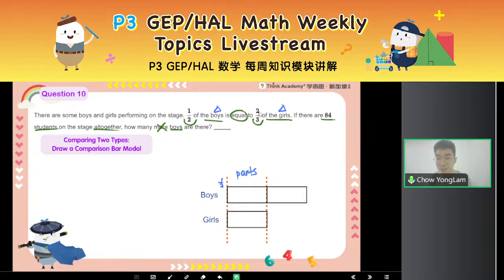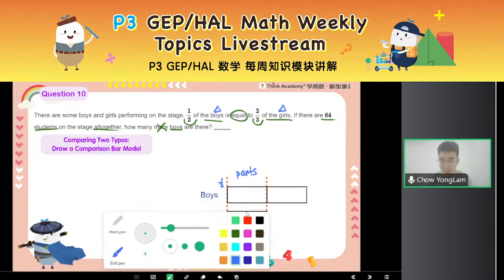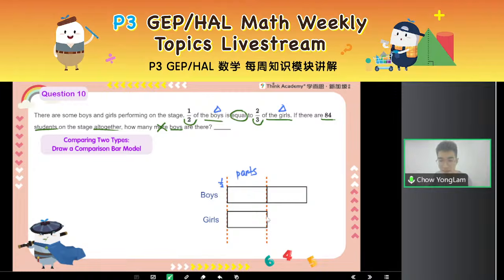How about the girls? 2/3 of the girls. So this part here is 2/3 of the girls. How many units of the girls are in the part? Should I split this into 3 or 2? 1/2 is 1 unit out of 2 units. For 2/3, the part over here should be 2 out of 3 total units.